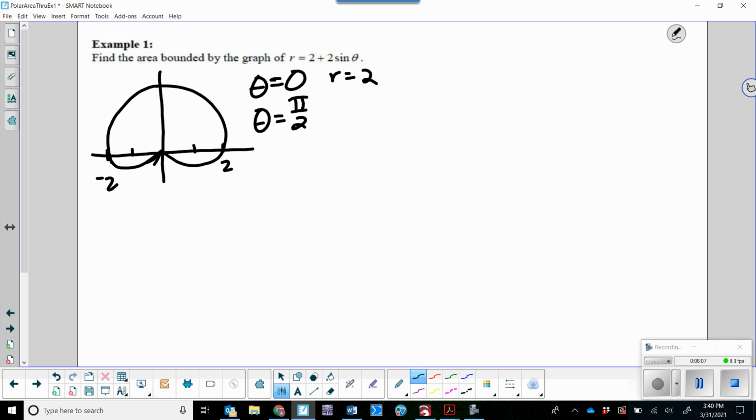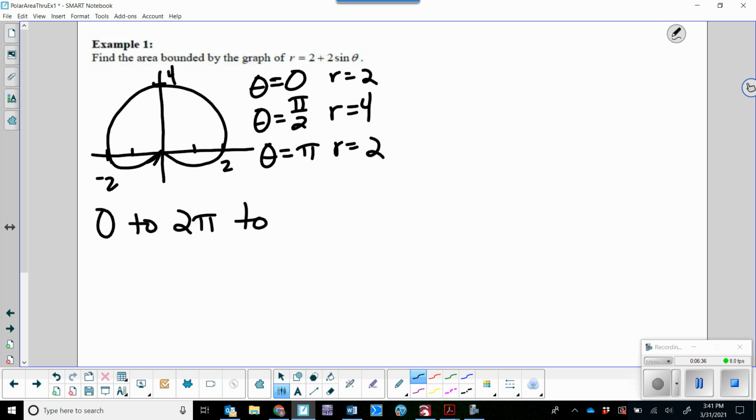So I'm going to do pi over 2. Sine of pi over 2 is 1, times 2 is 2, plus 2 is 4. So r will be 4. So this will be 4. And if we pick theta equals pi, sine of pi again is 0, so you're going to get r equals 2, and then we can sort of see that. So in order to get the area bounded by this graph, it's looking like we will go from 0 to 2 pi to trace the graph once.